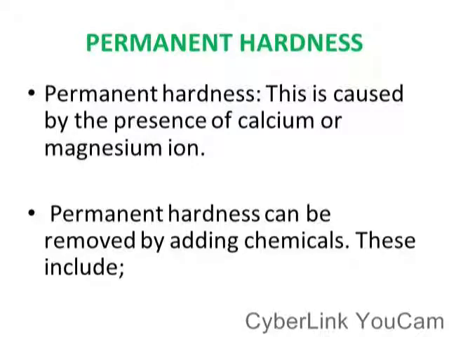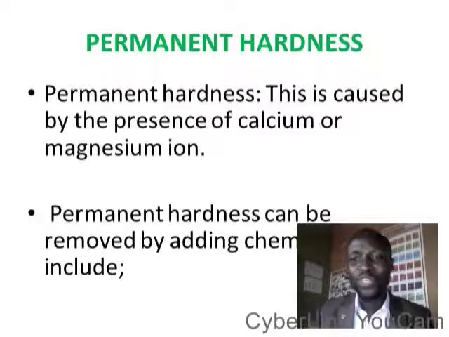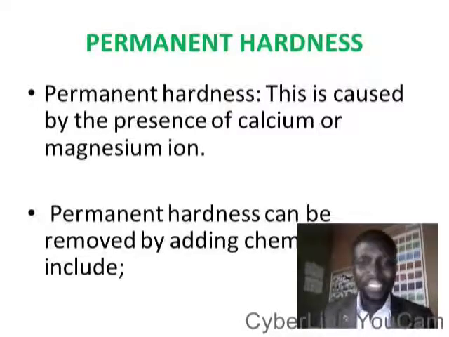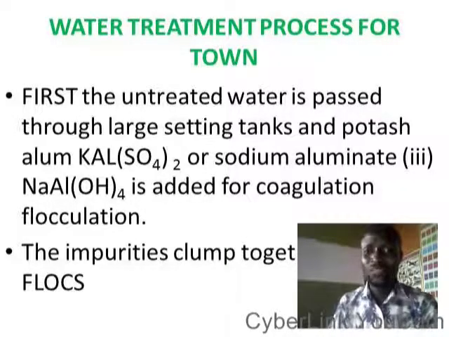Now, permanent hardness of water. This is caused by the presence of calcium or magnesium ions. Permanent hardness can be removed by adding chemicals. We shall be looking at the chemicals in the next video, the chemicals that you add to permanent hard water that will make the hardness to be removed. We shall see it in the next video. Let us move on to today's work.